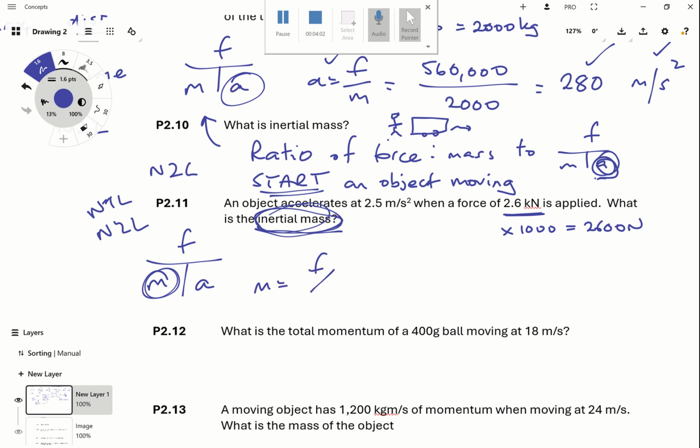M equals F over A. Take our force, 2,600, then divide by the acceleration, 2.5. What's tricky with all the physics things is it's just, can you pick the right equations to use? And remember, you'll have a formula sheet with most of them on. So 2,600 divided by 2.5 equals 1,040, and the units kilograms. Again, mark, mark, mark. And that's that done.